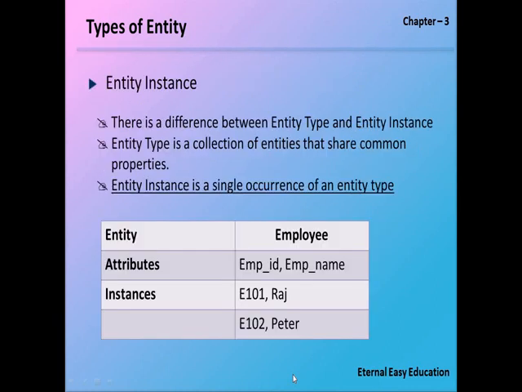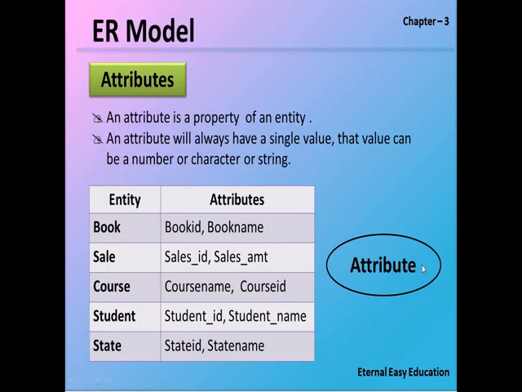Next, entity instance. Entity instance is the single occurrence of an entity type. Entity is a table. Attributes are the characteristics of the table. Instance is simply the records in the table. Each one is said to be the instance. Is it clear, children?